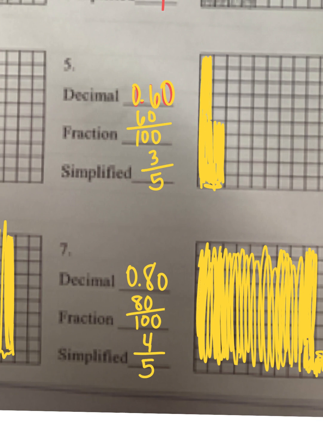The last one, you're going to shade 92 boxes. It's 0.92 as a decimal. And on that, the greatest common factor is 4. So you would divide 92 and 100 both by 4. And you get 23/25ths. Are there any questions? Okay.